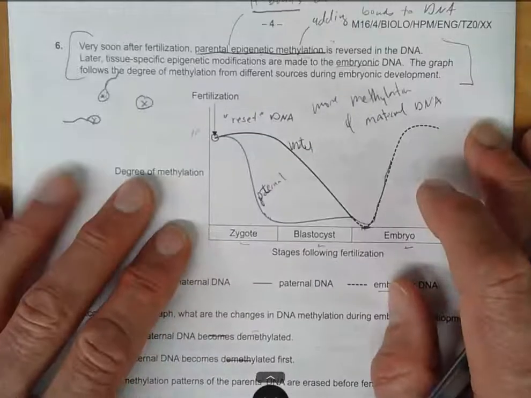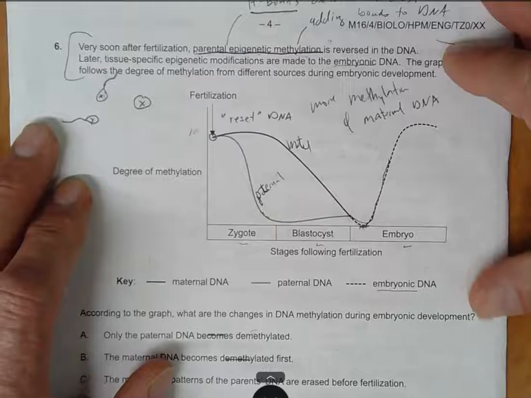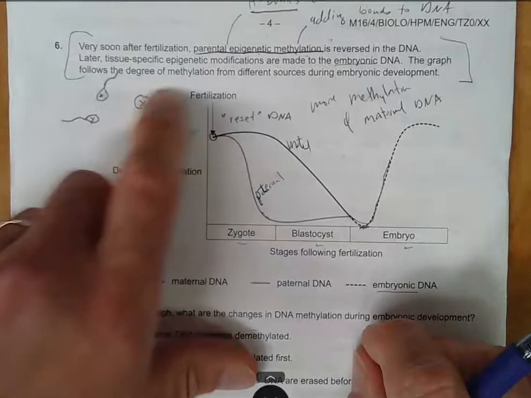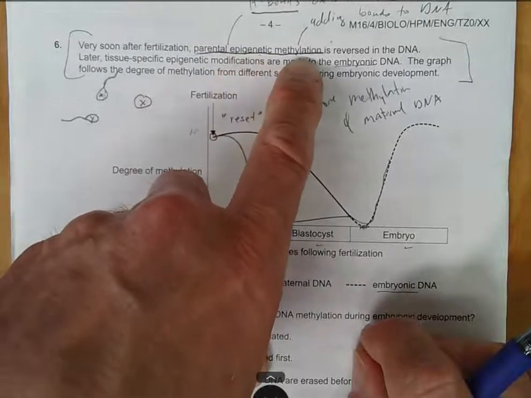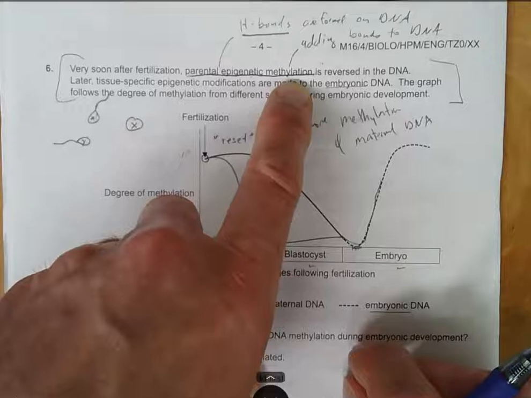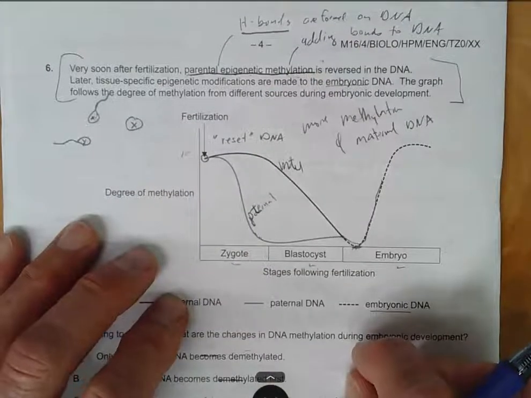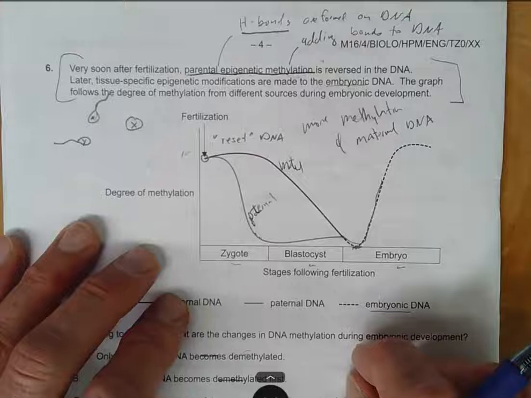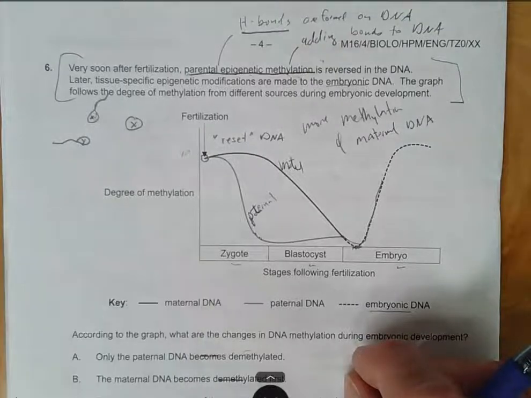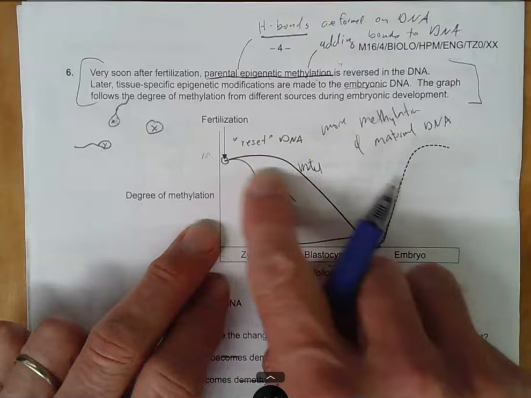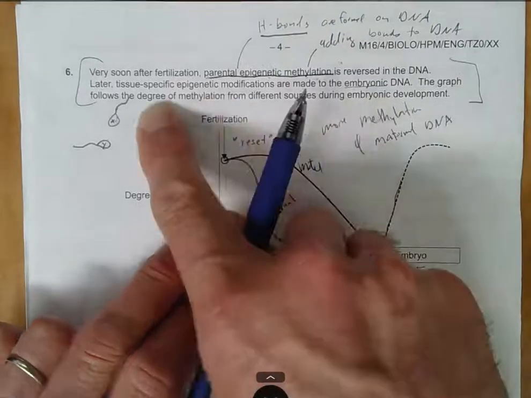All right, so this is kind of a fun question, pretty big question. It's talking about epigenetic methylation. So methylation is adding bonds to DNA that basically shuts down the transcription of that gene, so it's not used, so it doesn't turn on, doesn't show up as a protein. So you can see, let's read through this.